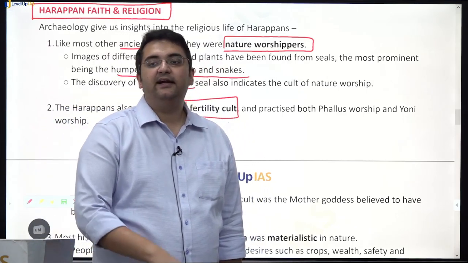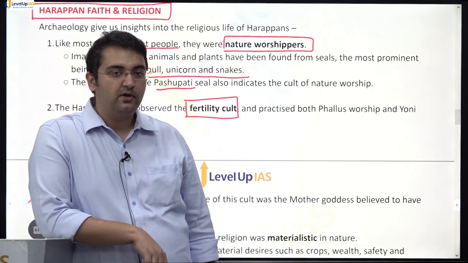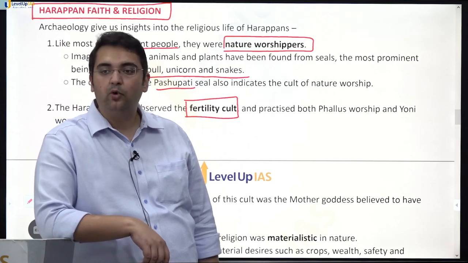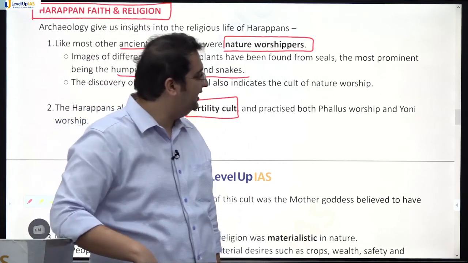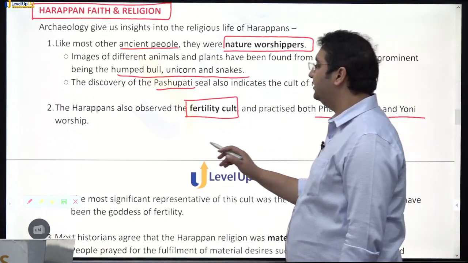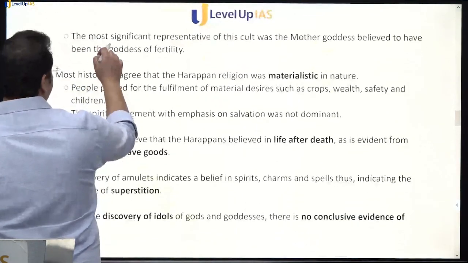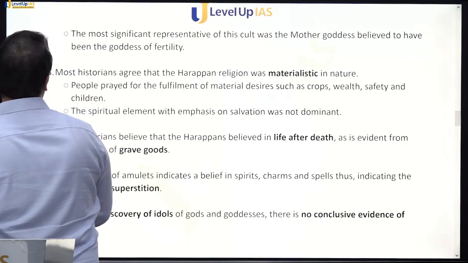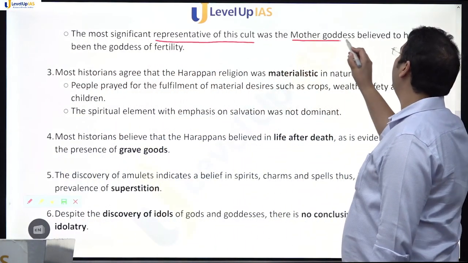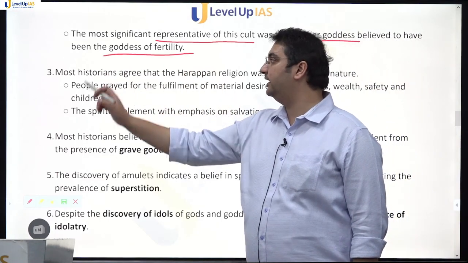Okay? Achha. Another important feature of the Harappan religion is that they believed in the fertility cult. Which kind of fertility symbols did the Harappans worship? Male or female or both? Both male and female fertility symbols were worshipped. Both the lingam, the phallus, as well as the yoni, the womb. The phallus worship and yoni worship was common. The most significant representative of this cult was the mother goddess, believed to have been the goddess of fertility.